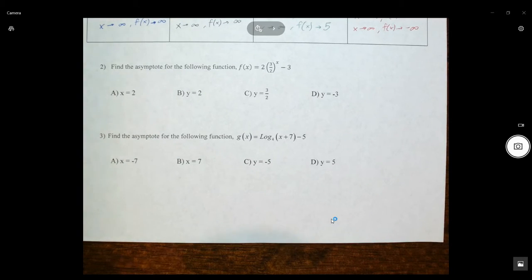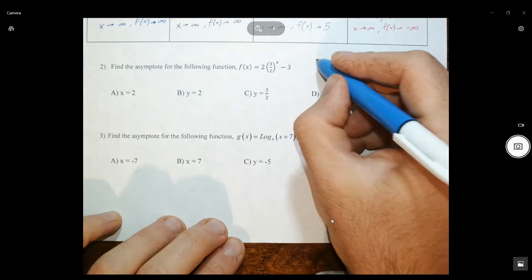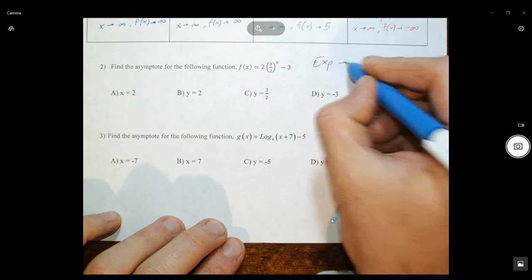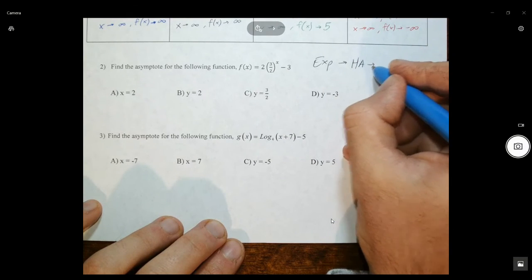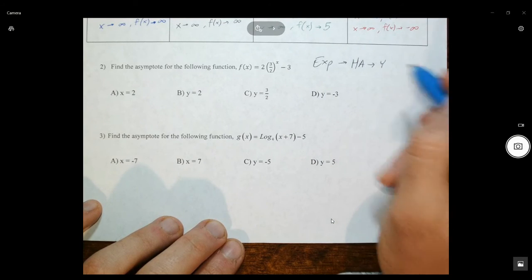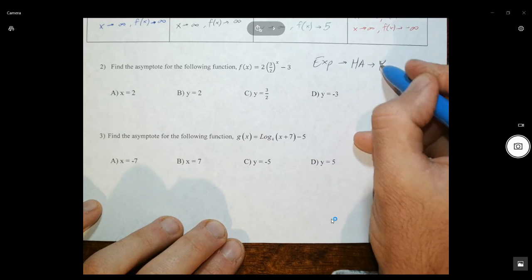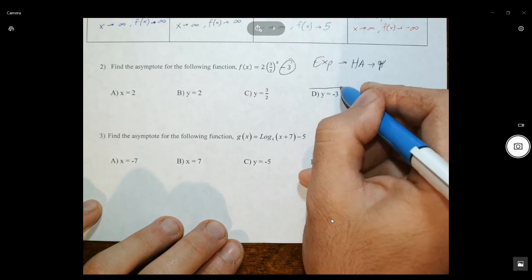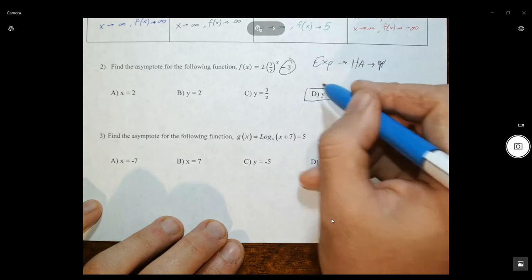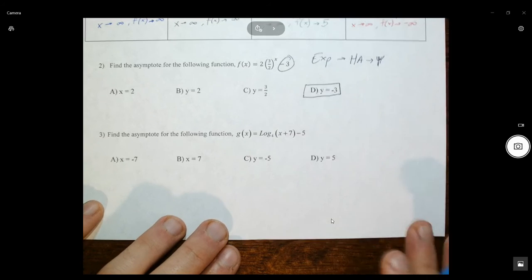Find the asymptote for the following function. All right, this is an exponential. Exponential is a horizontal asymptote, and it comes from the y, which means I'm going to get it from where I talk about my y's, my up and down. It's going to be this -3. And remember, y's tell us the truth. So my asymptote is just at -3. Y is equal to -3.